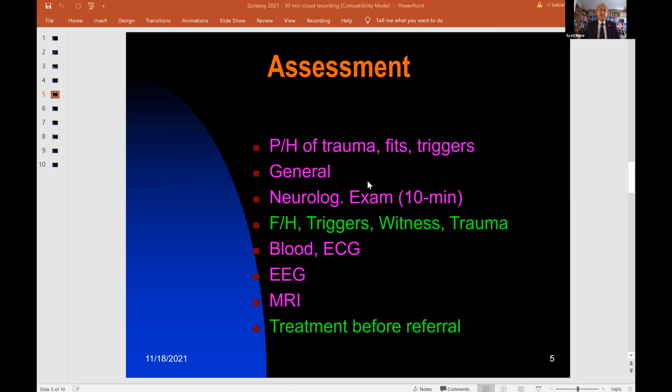The process would normally start with taking an on-board history of trauma, of the nature of the fit. Also, whether there was a provoking factor, such as an injury or a shock or a recent illness or a previous episode of epilepsy. One would need to make a general examination to rule out thyrotoxicosis, anemia, nutritional status, and obvious features of drug misuse.